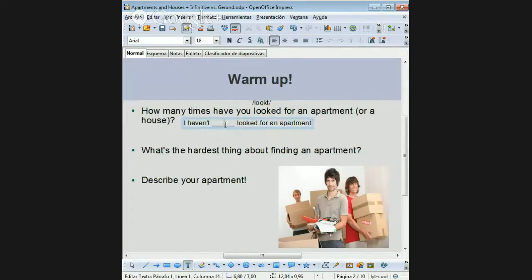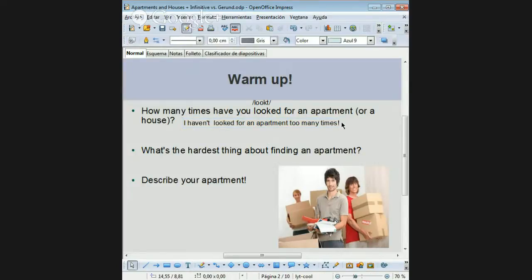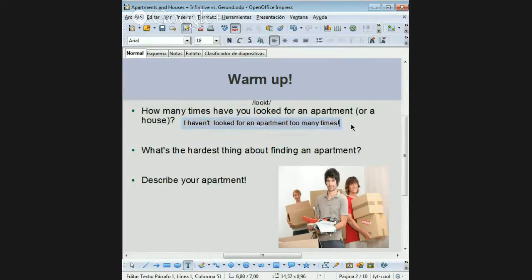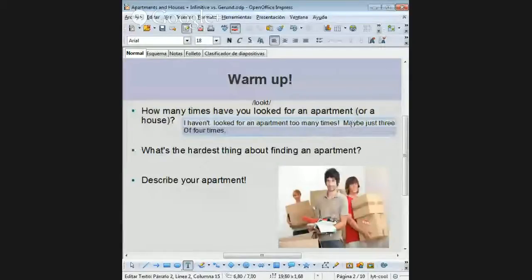That's all. Not too many times. Okay, yeah, good. So we'd say maybe, "I haven't looked for an apartment too many times. Maybe just 3 or 4 times." Can you repeat that sentence? I haven't looked for an apartment too many times. Maybe just 3 or 4 times in my life.